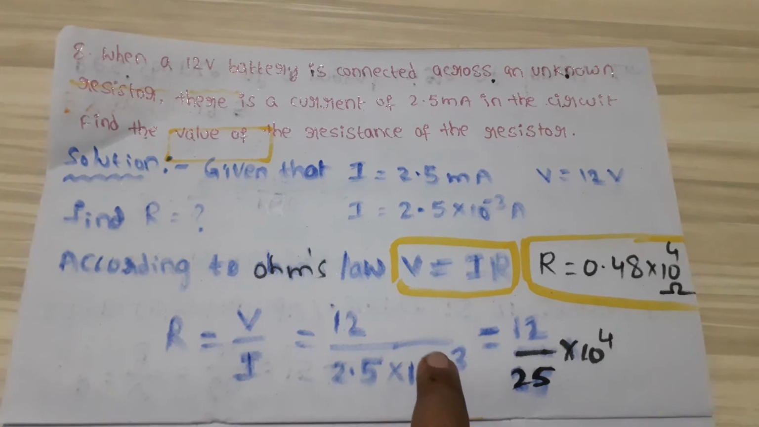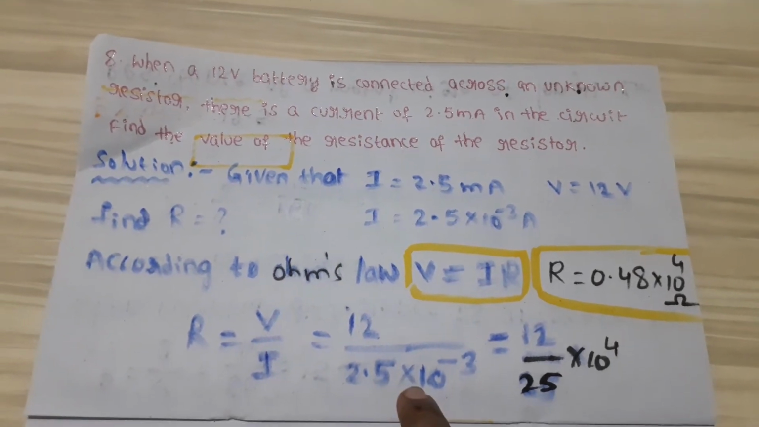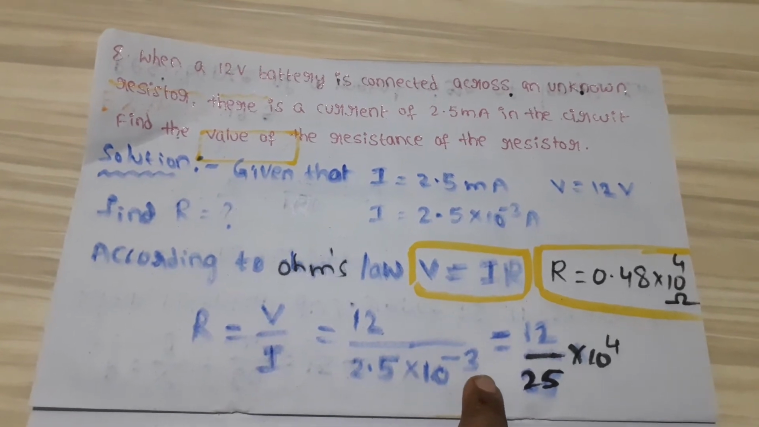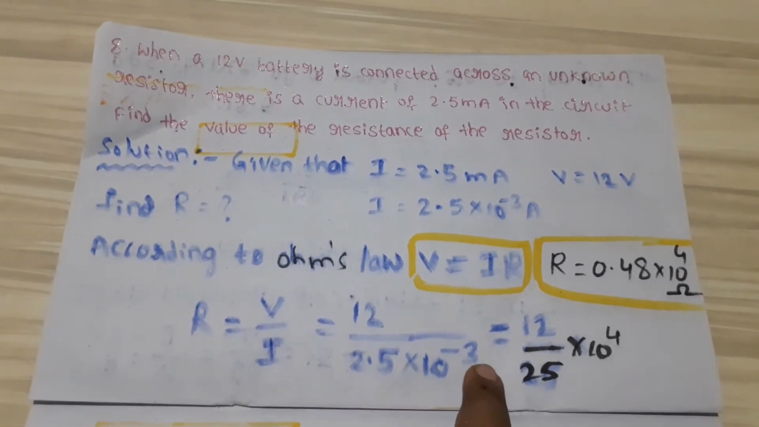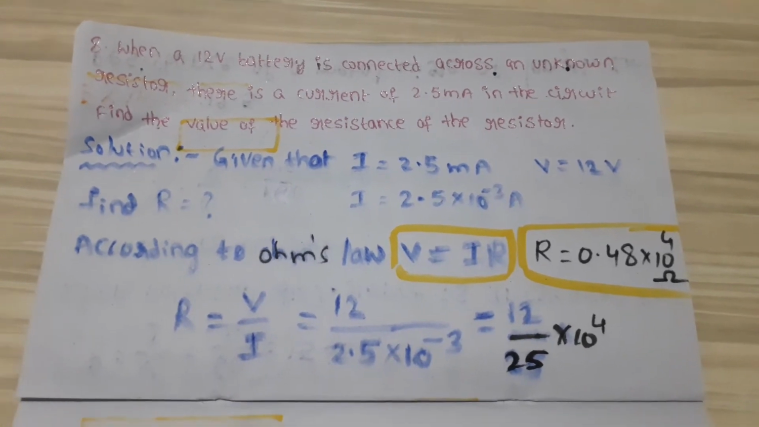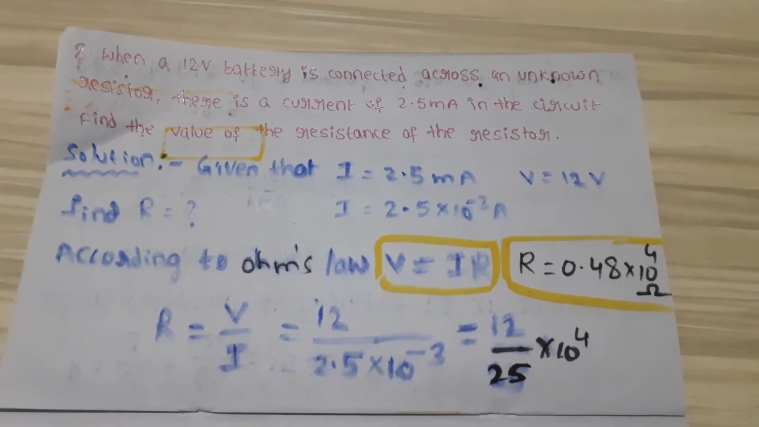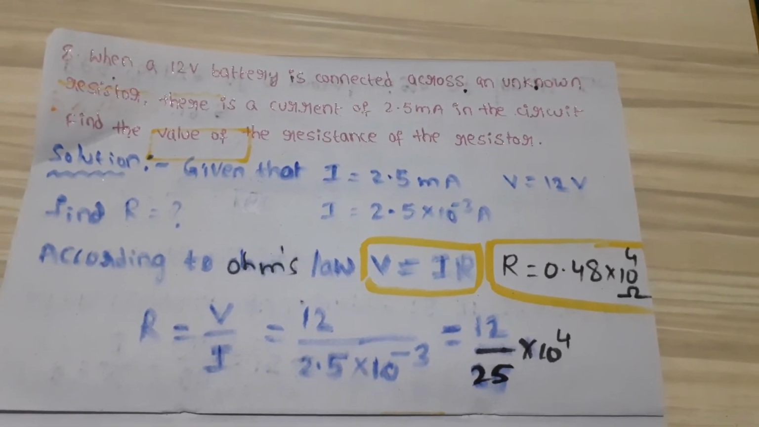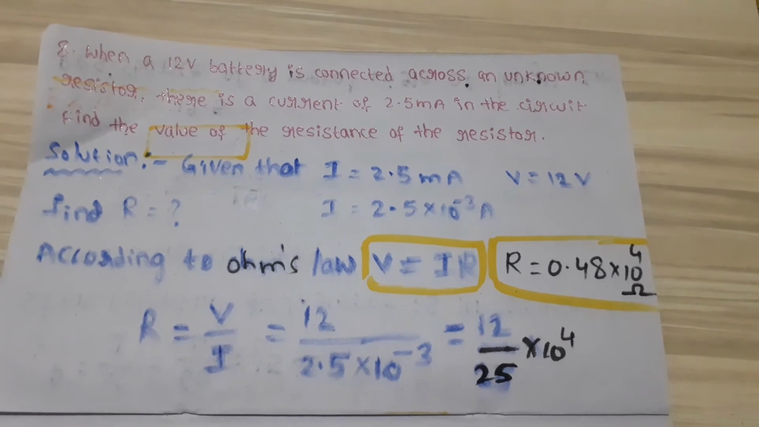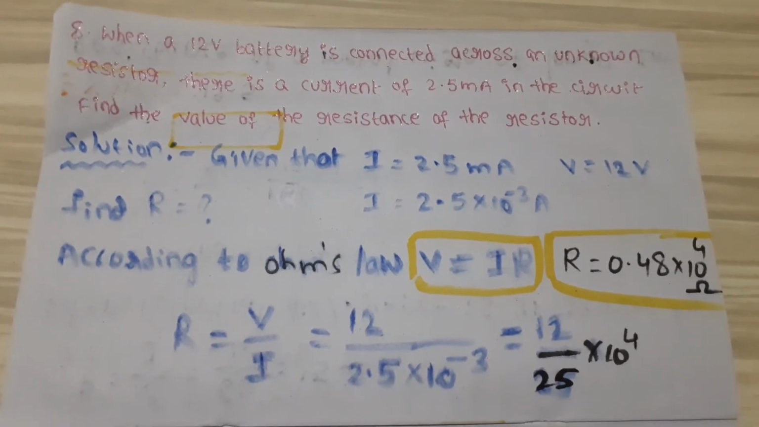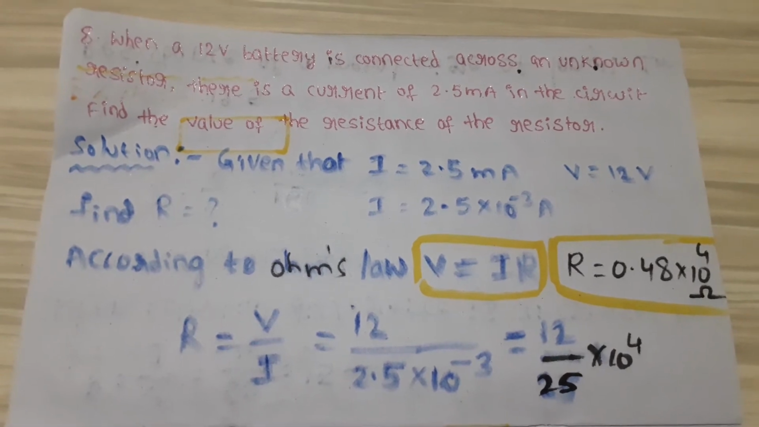12 by 25. Here on denominator 25 into 10 to the power of minus 3, 10 to the power of minus 1, 10 to the power of minus 4. It goes into the numerator as 10 to the power of 4. 12 by 24 into 25 into 10 to the power of 4. Its total value 0.48 into 10 to the power of 4 ohms. That is the resistance of the wire.